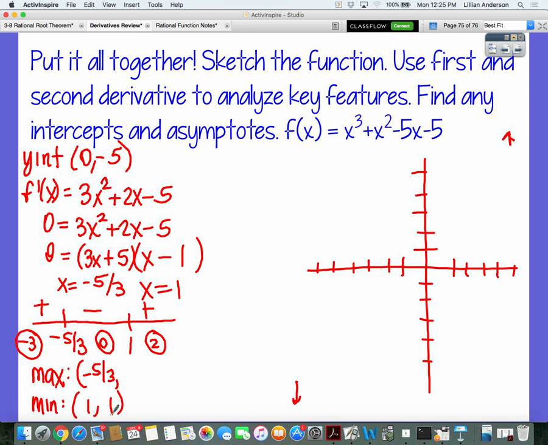Do you guys get 1, negative 1 as your minimum? Yeah. I got one negative a. I plug it into the derivative, not the original. Okay, all right. And then, let's see, 40 over 27.